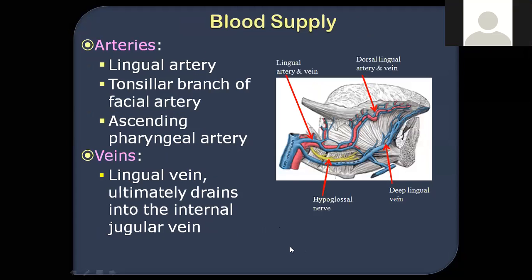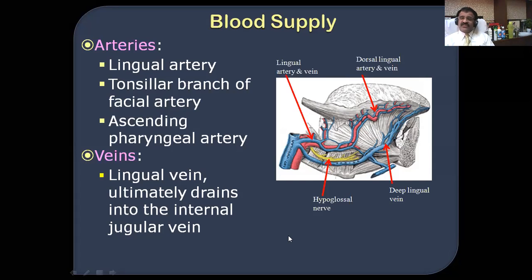Now what is the blood supply of the tongue? The tongue is also a bloody organ because a lot of blood supply is given to it. The arteries which supply blood to the tongue are the lingual artery, which is a branch of the external carotid artery; the tonsillar branch of the facial artery, and the facial artery is also a branch of the external carotid artery, which gives rise to the tonsillar branch that supplies the tonsils plus the tongue; and another is the ascending pharyngeal artery, which is again a branch of the external carotid artery. You can see all the branches of the external carotid artery going here to supply the tongue.